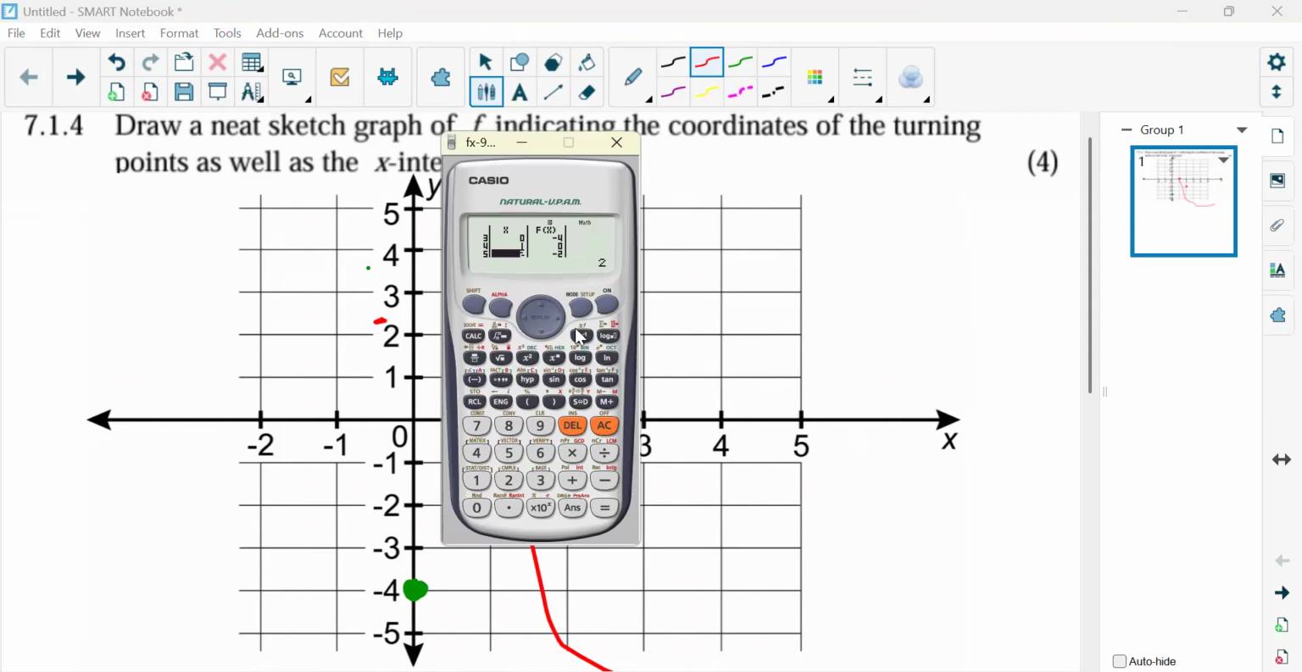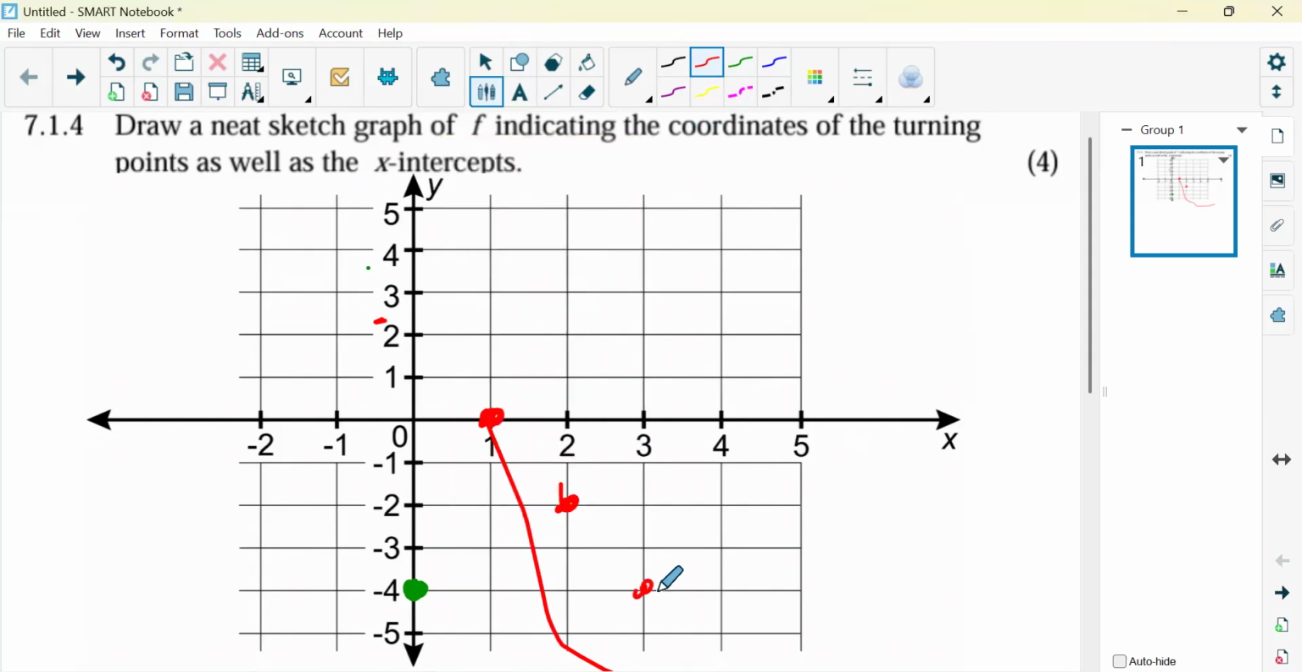Let's check what's next. And then we have 3 goes with -4. 3 goes with -4. Yeah. Okay, you also highlight that. Just put a dot there. Okay, 3 goes with -4.